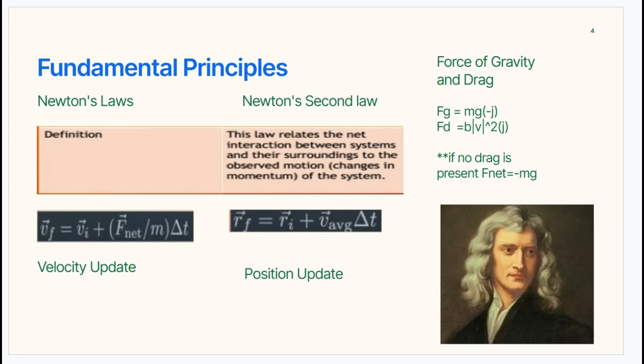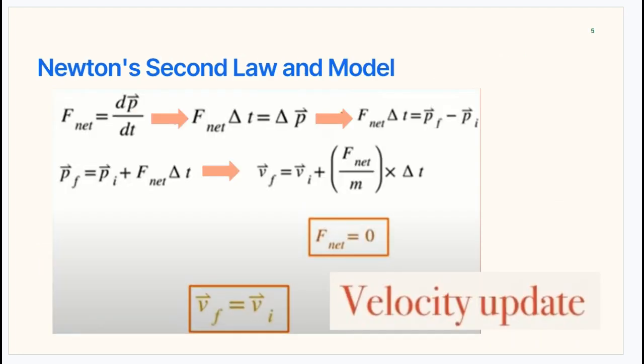Fundamental principles utilize Newton's second law, that the net interaction between systems and their surroundings to observe motion changes the momentum of the system. So we're going to be using the velocity update formula, the position update formula, and the force of gravity and drag. It's important to note that if no drag is present, F net equals mg, negative mg.